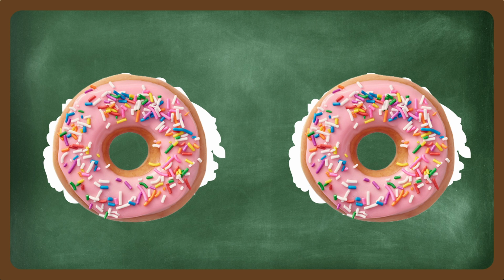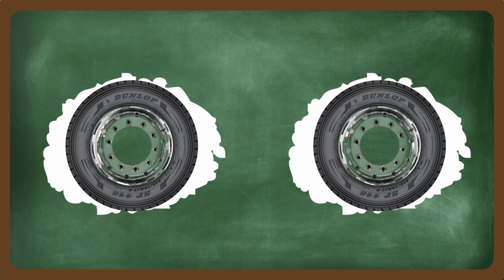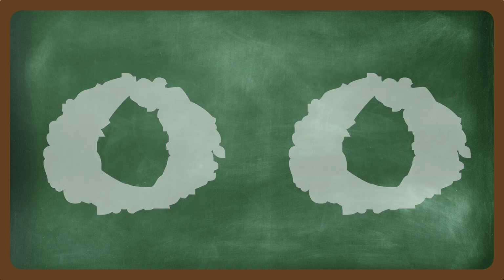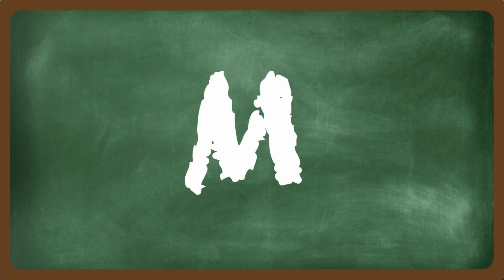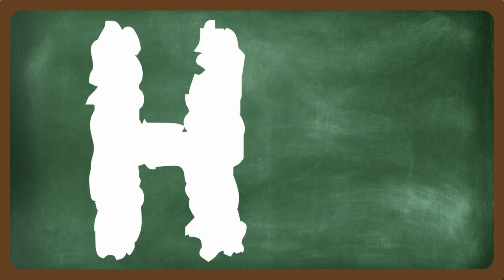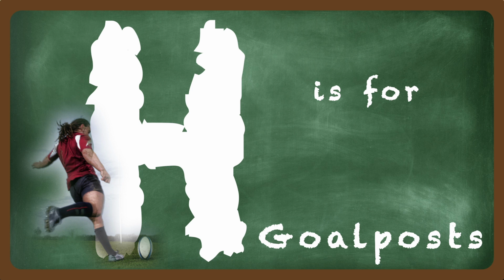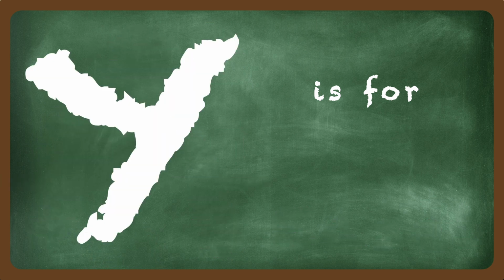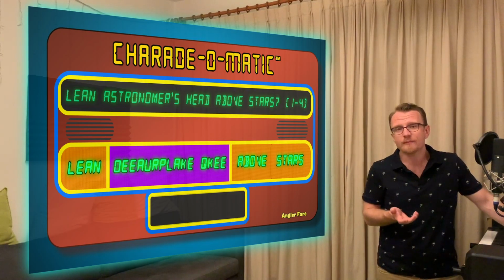O's can be donuts, rings, hoops, or wheels, or even just nothing. The word arches might refer to the letter M, like the golden kind. I've seen H clued as goalposts, A as an easel, and Y as a slingshot. Anything can be anything. So astronomer's head is quite tame by those standards.